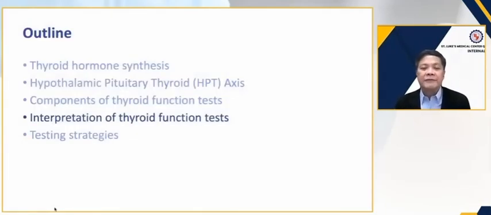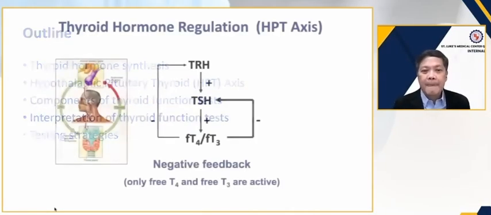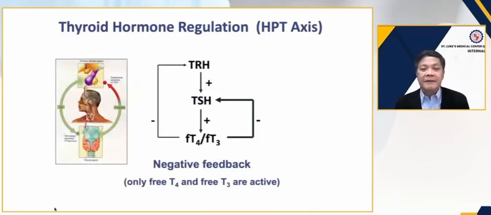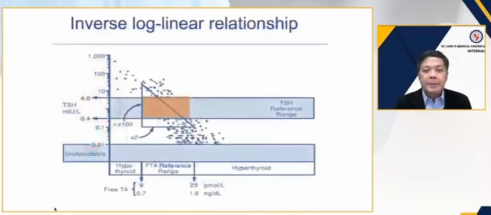So let's talk about interpretation of thyroid function tests. So remember this negative feedback. Generally, that is the rule of negative feedback in regulation of most hormones in the body. But when it comes to thyroid regulation by the HPT axis, one can see the relationship as an inverse log linear. We know it's inverse: as T4 goes up, TSH will go down, or vice versa, as T4 and T3 go down, TSH should go up.